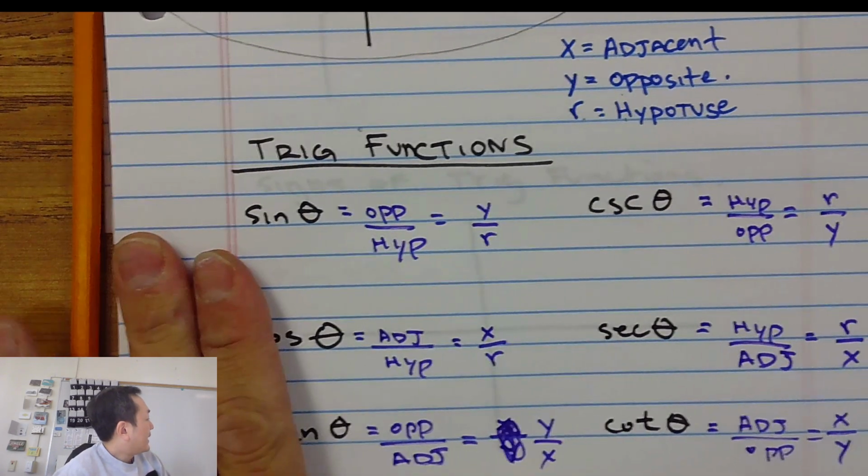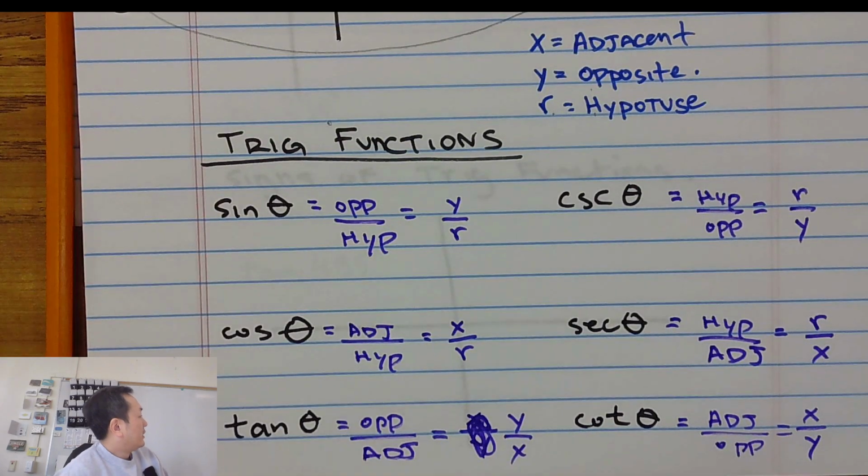So then that is your new trig functions. We're graduating from opposite, adjacent, hypotenuse to x, y, and r.